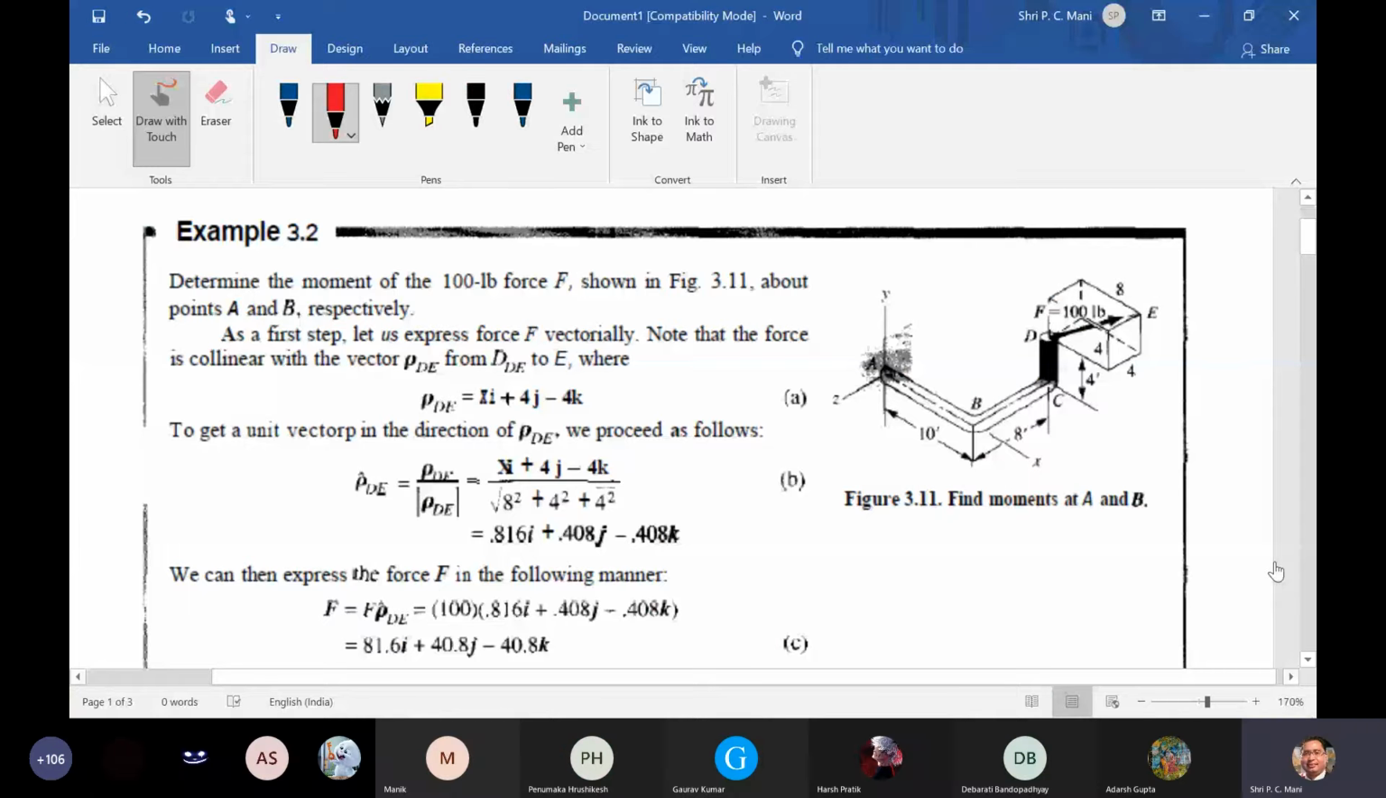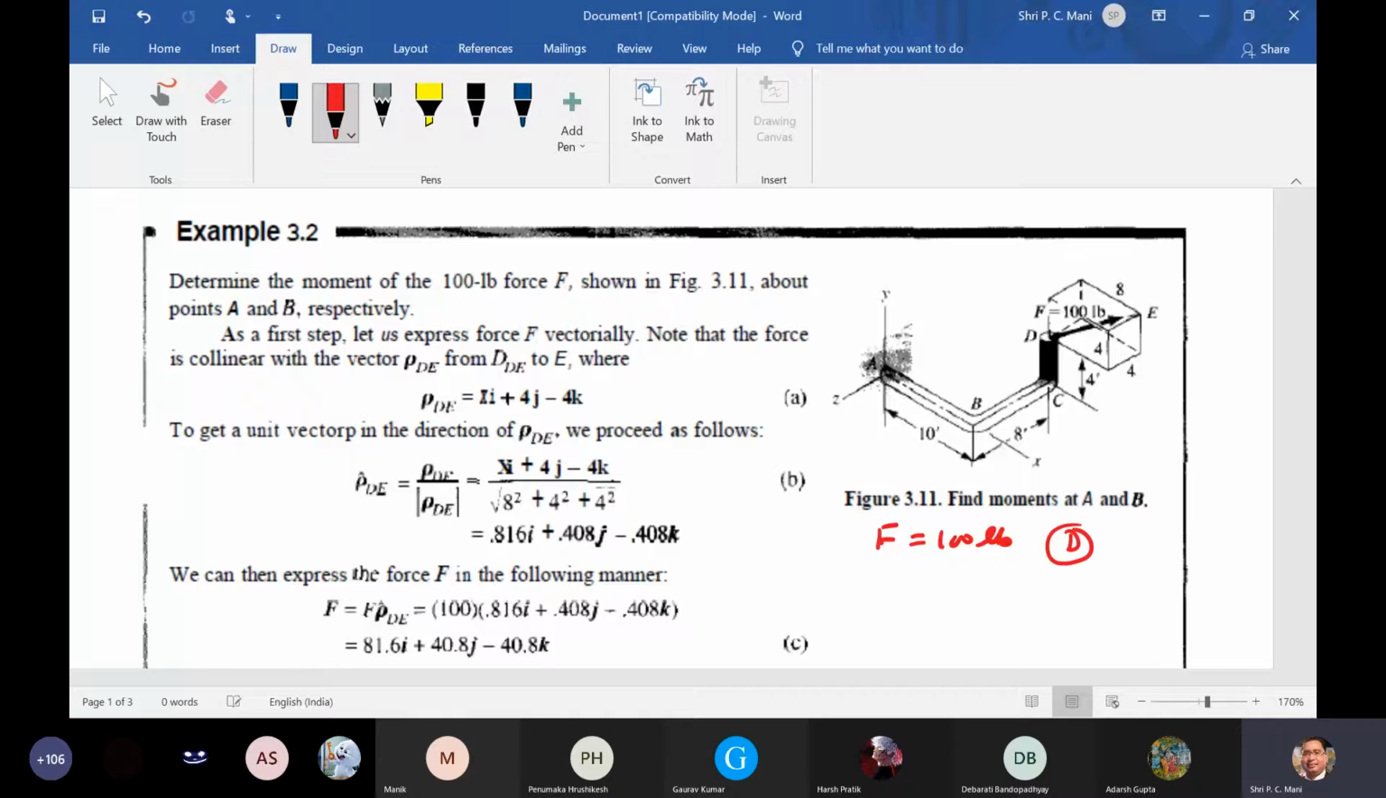So this is a 100 lb force. F equal to 100 lb, at point D. Point D is given, and from D to E it is there. So from D to E, the arrowhead is on the E side, and it is on the wall at point A. This is point A.